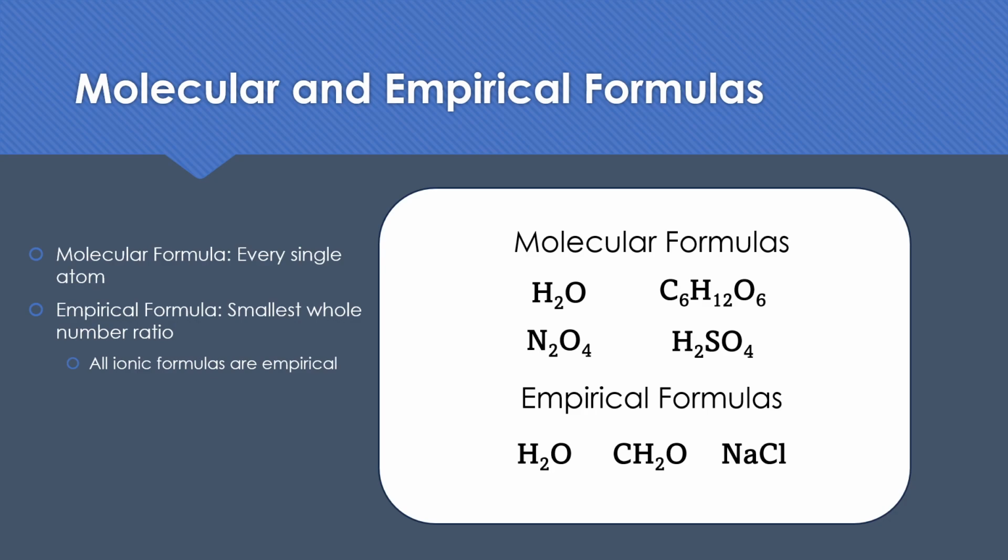Sodium chloride, and every single ionic formula is empirical. It's saying that for every 1 sodium, I have 1 chlorine, right? Because salts end up forming really large crystal structures. So to say you have a molecule of salt doesn't really mean anything, because you're always going to have a large crystal structure that has a ratio of 1 sodium to 1 chlorine.